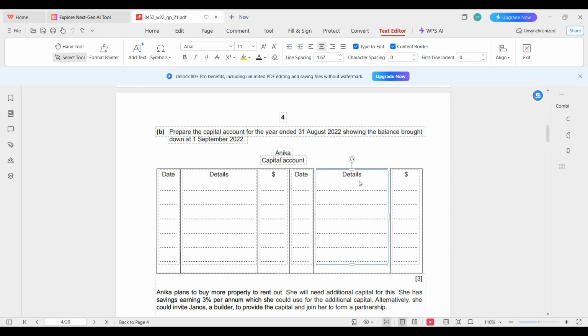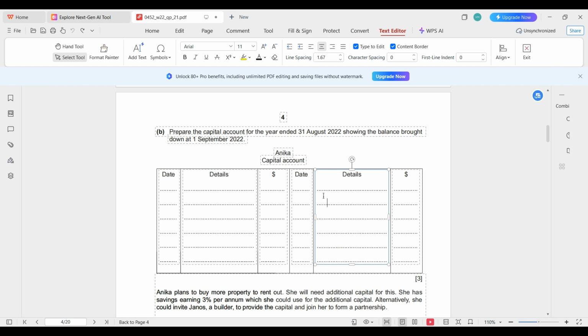So if you have been following, you see that from the income statement, we got a profit of 38,100. Now we want to do the capital account. This one is easy. You just need to know that your capital, the balance from the beginning, goes on the credit side. And your profit, because it increases your capital, also goes on the credit side. And drawings reduce your capital, so they're going to be on the debit side.